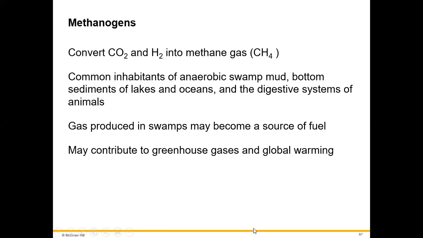So the archaea are methanogens. They can take CO2 and hydrogen gas and make methane. They are common inhabitants of anaerobic swamp mud and the bottom sediments of lakes and oceans. They're also found in the digestive tracts of some animals. The gas produced in swamps has become a source of fuel. They may contribute, though, unfortunately, to greenhouse gases in global warming.